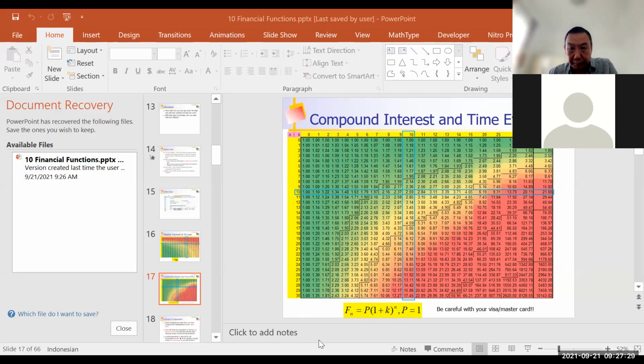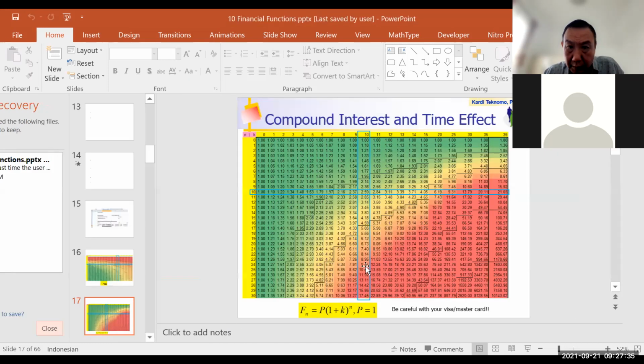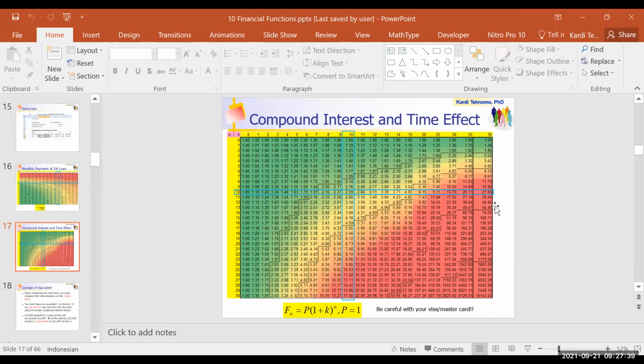So the next practice that you can do is the next slide, which is this one. Yeah, so this is a very nice table.